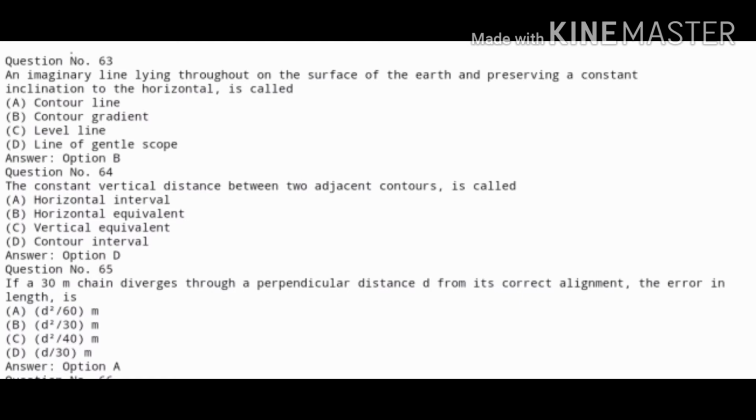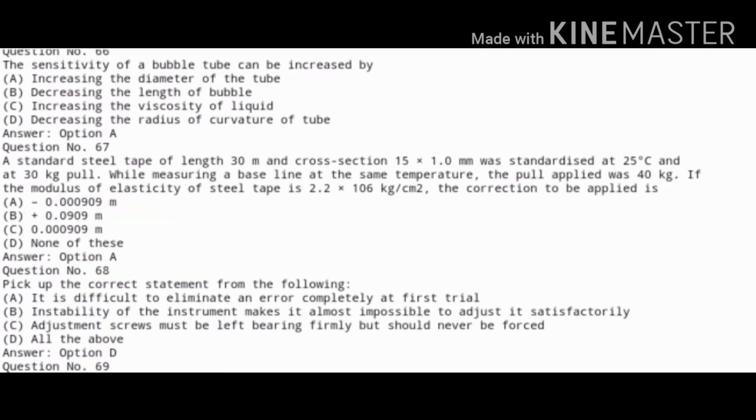A 30 meter chain diverges through a perpendicular distance of d from the correct alignment. The error in length is d squared divided by 60 meter. The sensitivity of a bubble tube can be increased by increasing the diameter of the tube.